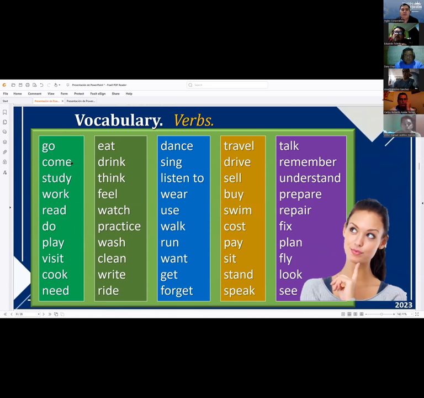Repeat it for me. Go. Come. Study. Work. Read. Do. Play. Visit. Cook. Need. Eat. Drink. Think. Feel. Watch. Practice. Wash. Clean.